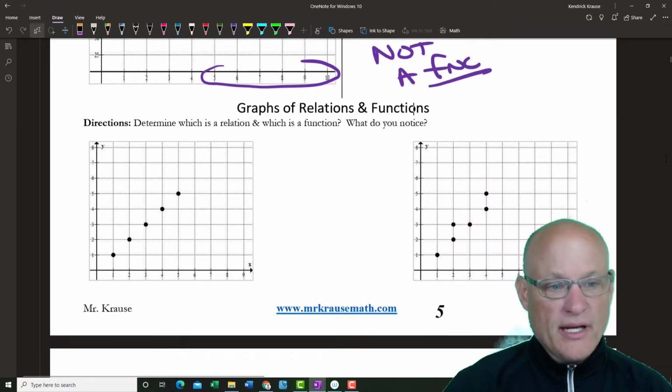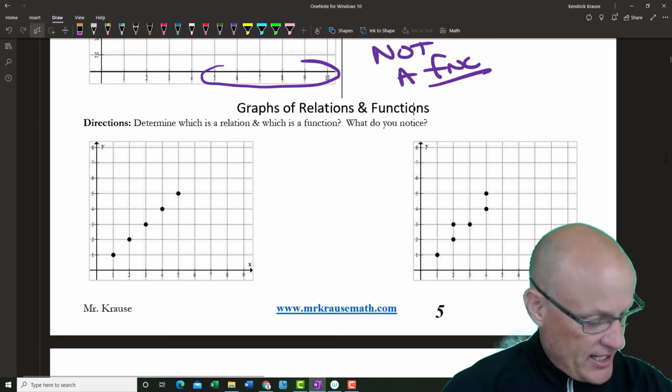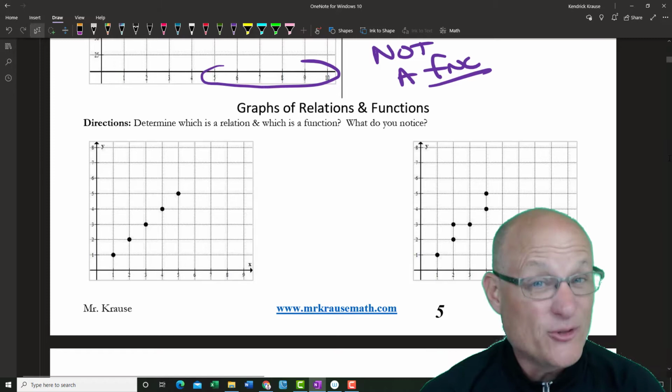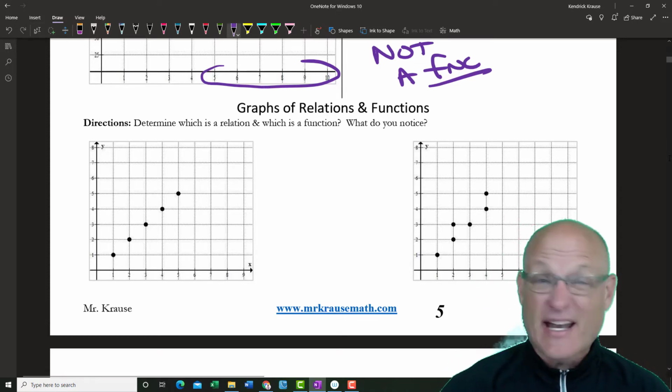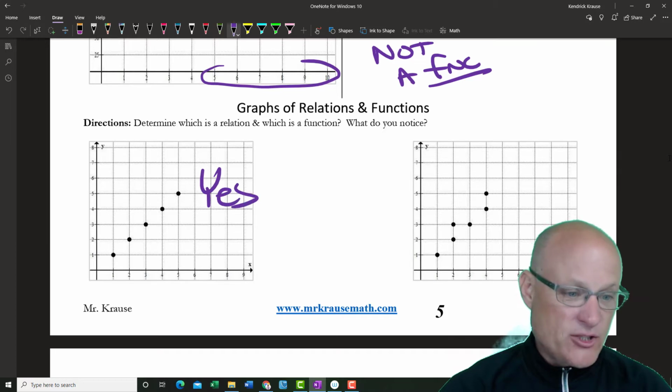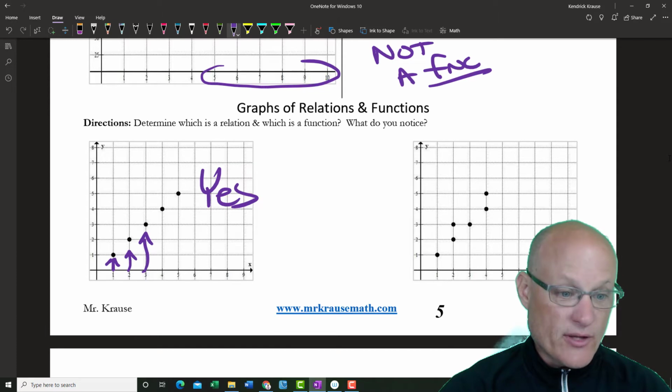All right, so again, we're going to take a look at these graphs, and I just want you to take a look at these because I'm going to use it as a way to remind you of something you learned when you were a freshman in Algebra 1. But this is a function, and why? Well, if I look at each one of these x values, it only goes to one place. A 3 only goes there, a 4 only goes there, a 5 goes here.